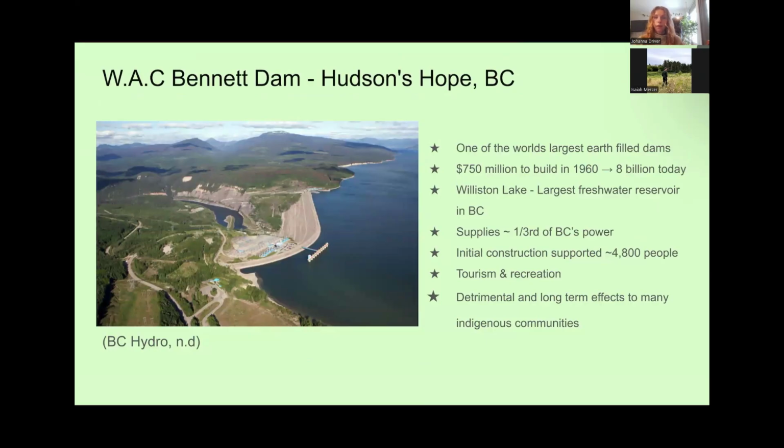The WAC Bennett Dam, one of the world's largest earth-filled dams, was built in 1960. Its creation formed Williston Lake, the largest freshwater reservoir in British Columbia, and the facility now supplies roughly one-third of the province's power and brings an influx of tourism. Construction initially supported about 4,500 workers. However, today's numbers are not disclosed. The project caused significant and long-lasting impacts on Indigenous communities whose lands, livelihoods, and ecosystems were disrupted.